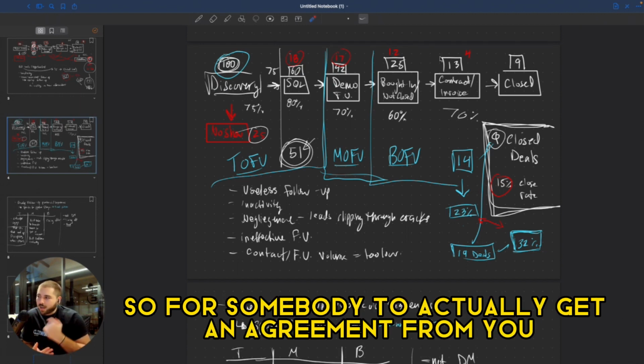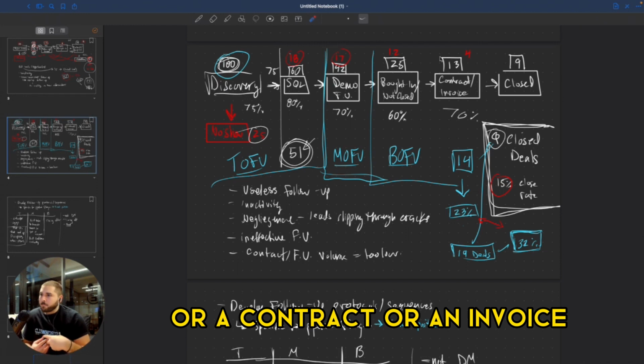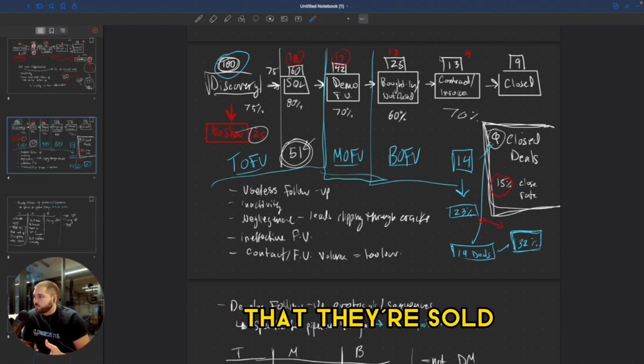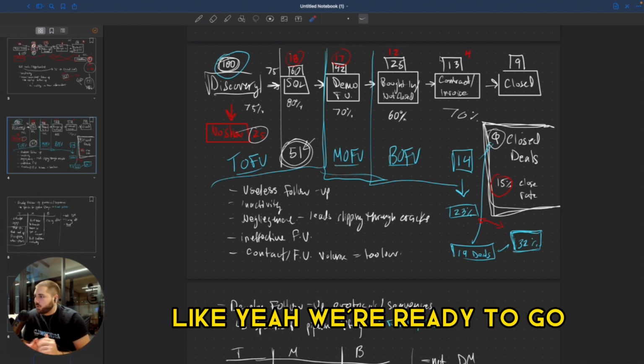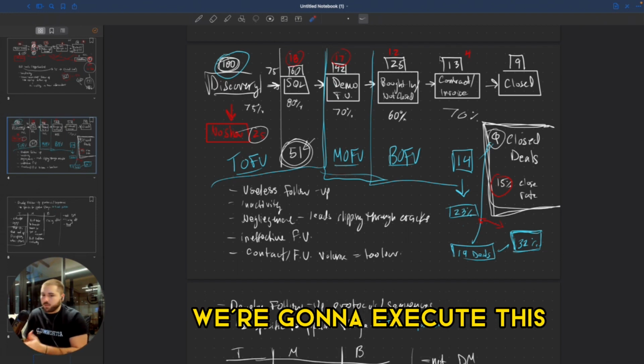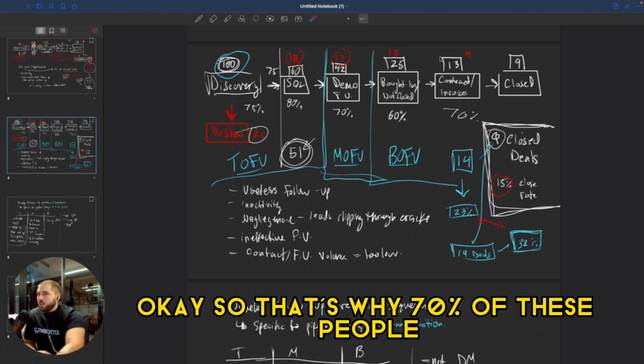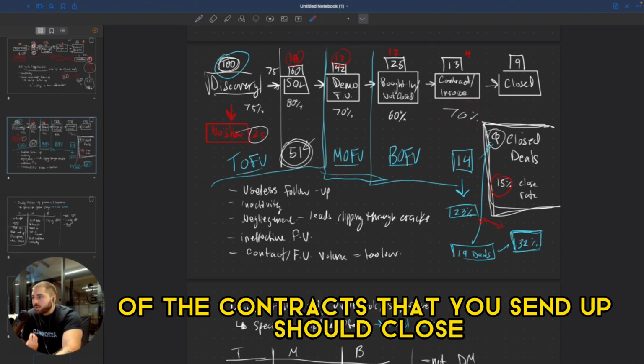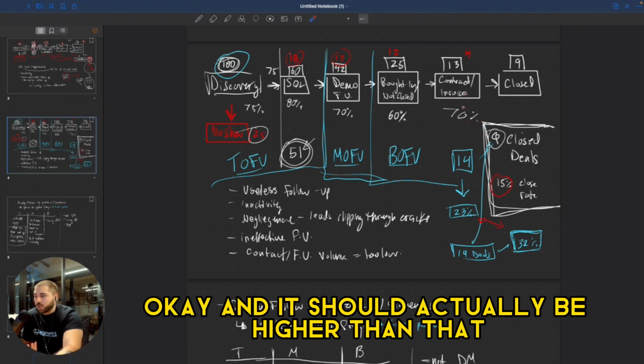Okay, so for somebody to actually get an agreement, a contract, or an invoice from you, you should know that they're sold. They should have given you the green light, like, "Yeah, we're ready to go, send it over, we're going to execute this within X time frame." That's why 70% of the contracts you send out should actually pay. And it should actually be higher than that.